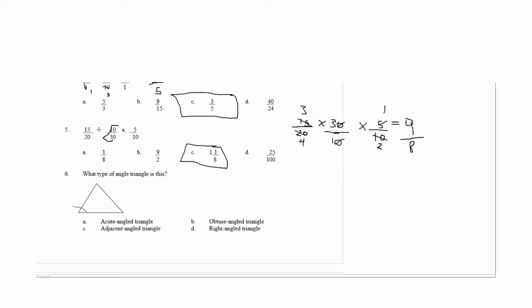Okay, this question says, what type of triangle is this? The type of triangle is acute. This is an acute triangle. So the answer is A.